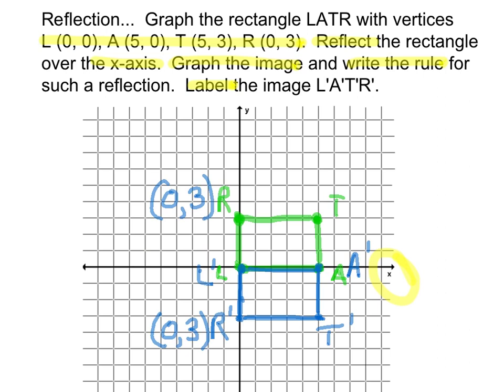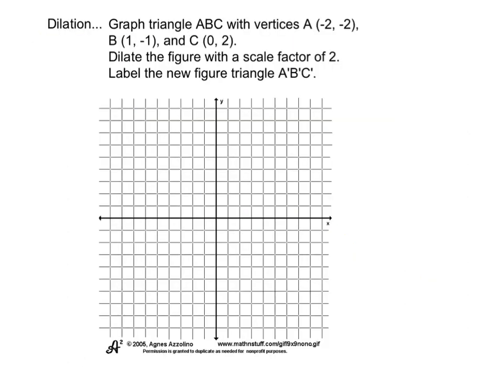So let's look at the coordinates, the original coordinates of R. R was at (0, 3), and now R' is at (0, -3). So it appears that the rule is that we started with an (x, y) coordinate, and all that changed was the y coordinate became negative after reflection over the x-axis.